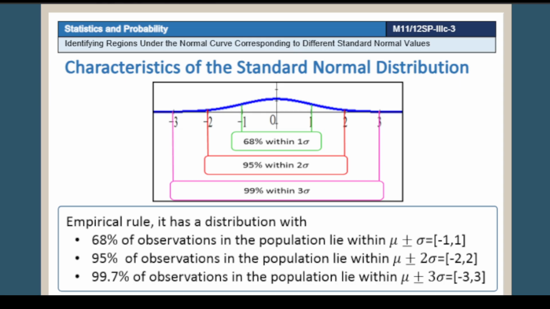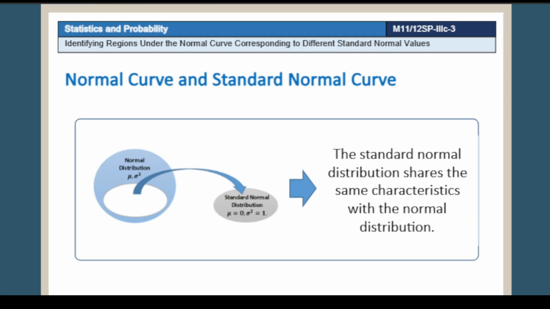Now let's move on to the characteristics still. As I mentioned earlier, 68% is covered within the first standard deviation, -1 and +1, while 95% of the observations in the population lie within two standard deviations, because we have -2 and +2. And lastly, 99.7% lies within -3 and +3 standard deviations. That is how the coverage gets bigger. The standard normal distribution shares the same characteristics as the normal distribution, because it is a part of the normal distribution.